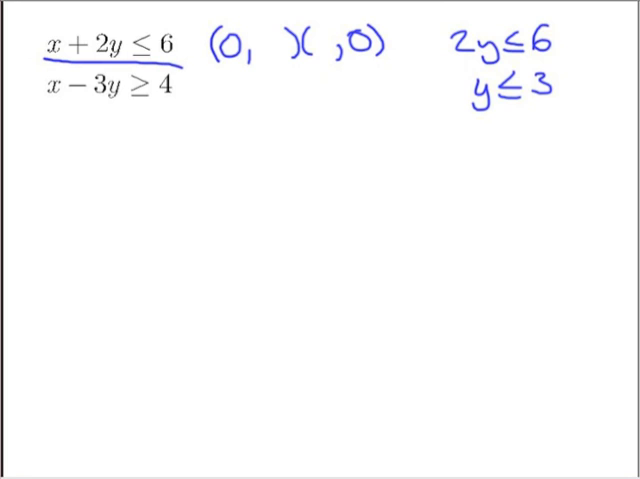Since we're looking for the boundary line, we're pretending it's an equal sign. So we say we have the point 0, 3. We do the same with x. X is less than or equal to 6. Pretending again it's the boundary line, we have the point 6, 0.